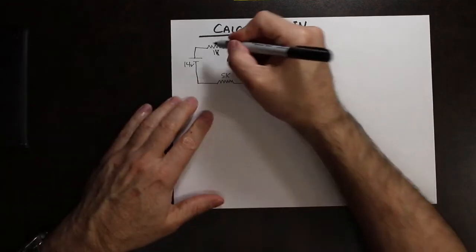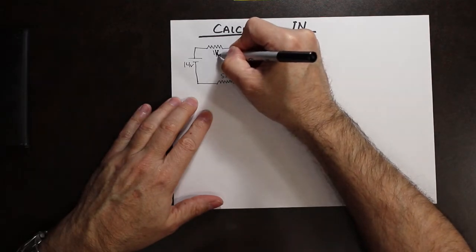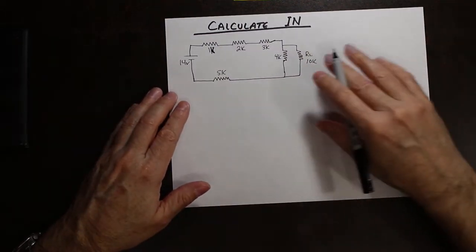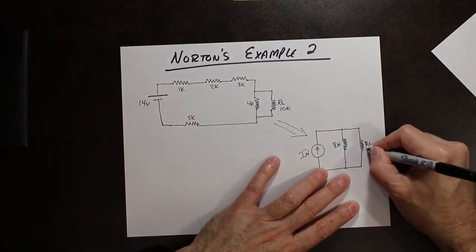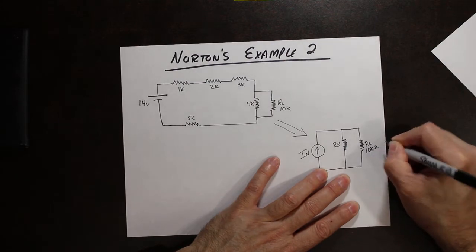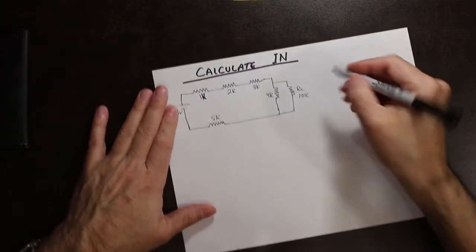So our procedure is first to remove the load. What do we do with the load when we remove it? We put it right here. So then we take this and we say 10 kilo ohms right there. Get it out of the way. So we're going to remove it from the circuit.